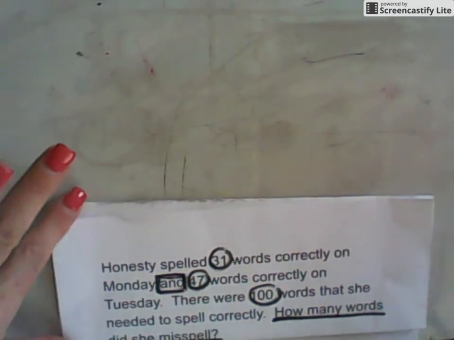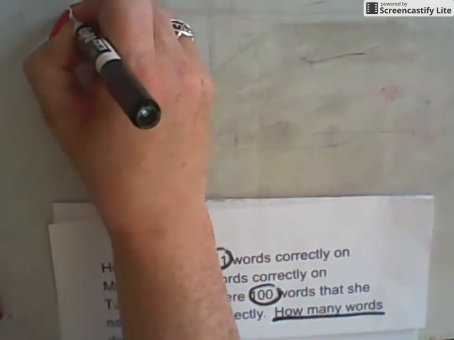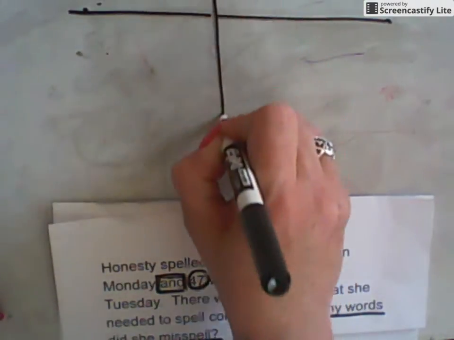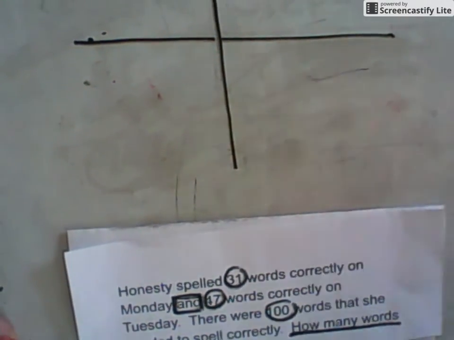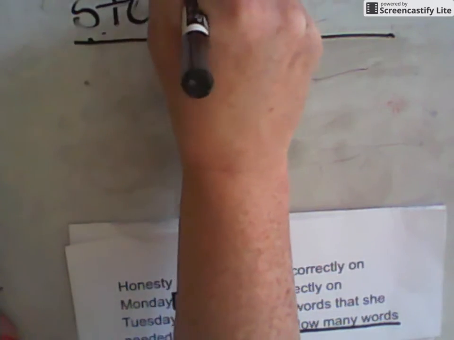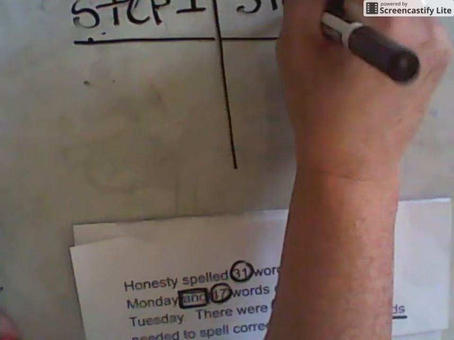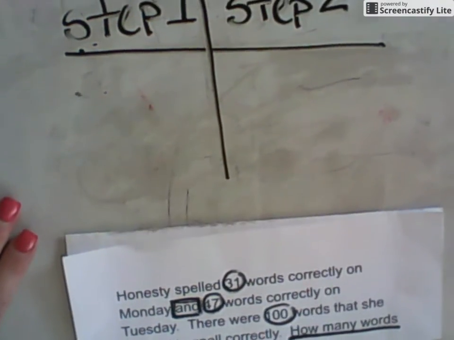What I'm going to do here is just move this to the bottom so you can see what I'm working on. I'm going to make a T-chart here. And on this side of the T-chart, I'm going to write step 1. And on this side of the T-chart, I'm going to write step 2. All right, let's go back to my problem.